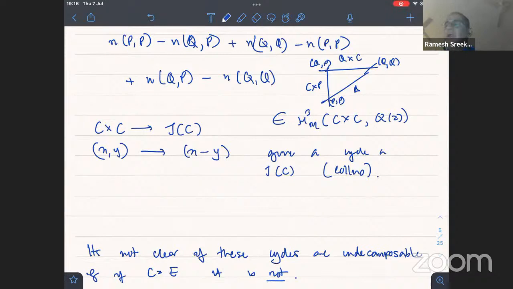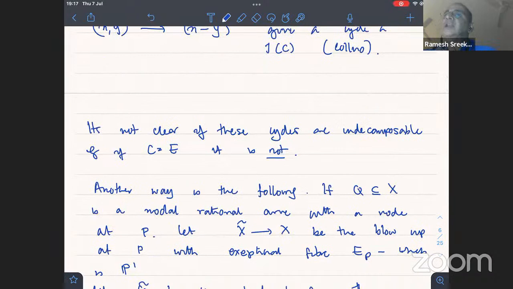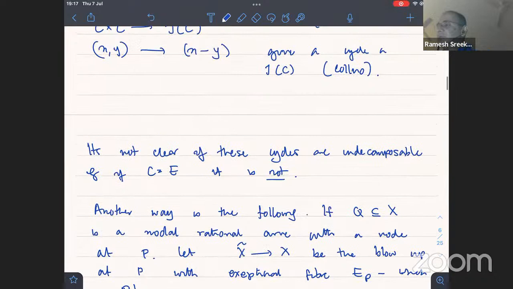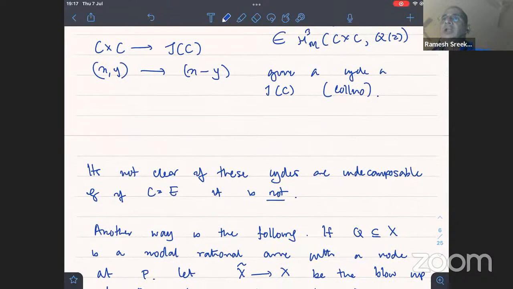But again, it's not clear if these cycles are indecomposable. Just looking at it, you can't say so easily. For example, if you take an elliptic curve C and you do this business, it turns out in that case there are no indecomposable cycles, so therefore the cycle is not indecomposable. It's actually decomposable. So it may not be obvious if a cycle is decomposable or indecomposable.